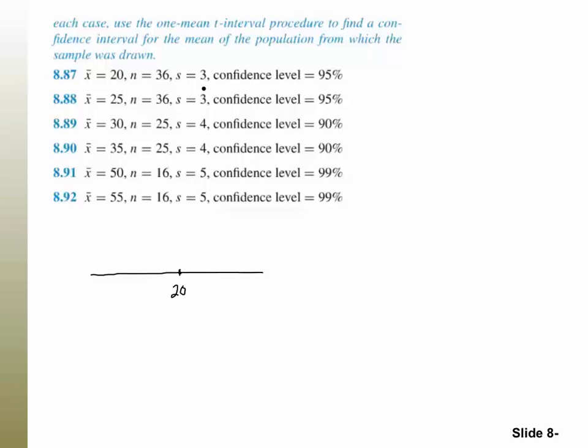Okay, so how many degrees of freedom do we have? 19. Oh, no, sorry, 35. 35. Okay. This is the point estimate. I said 19 too. Degrees of freedom is 35.